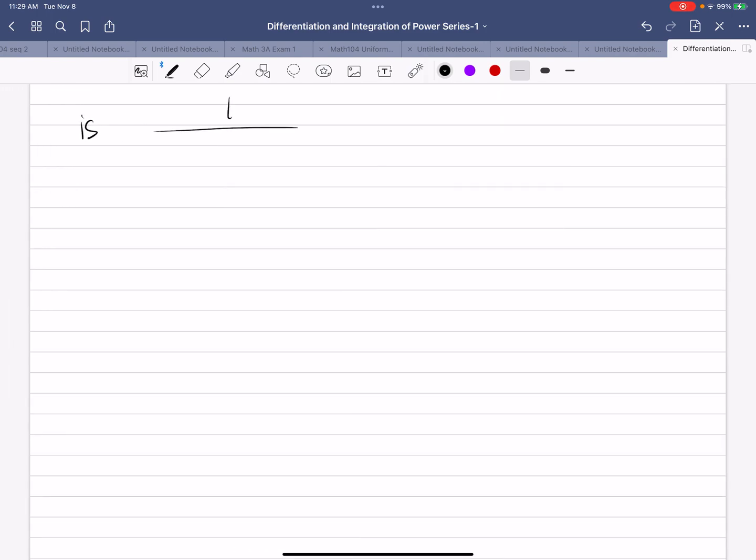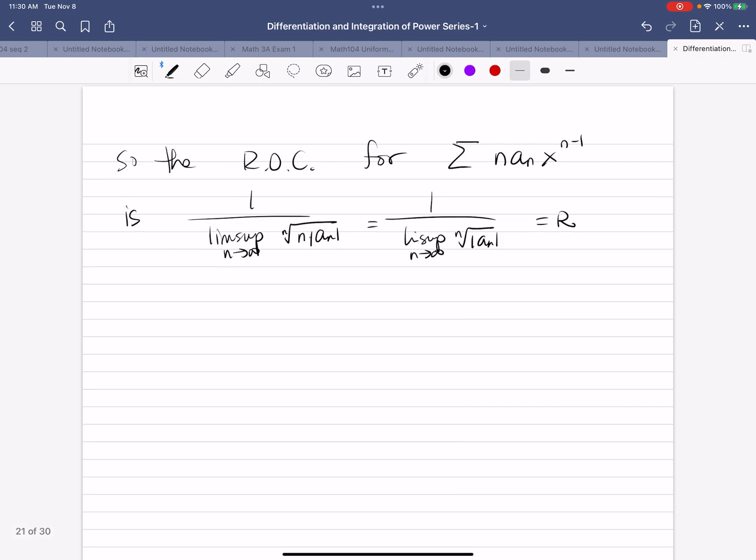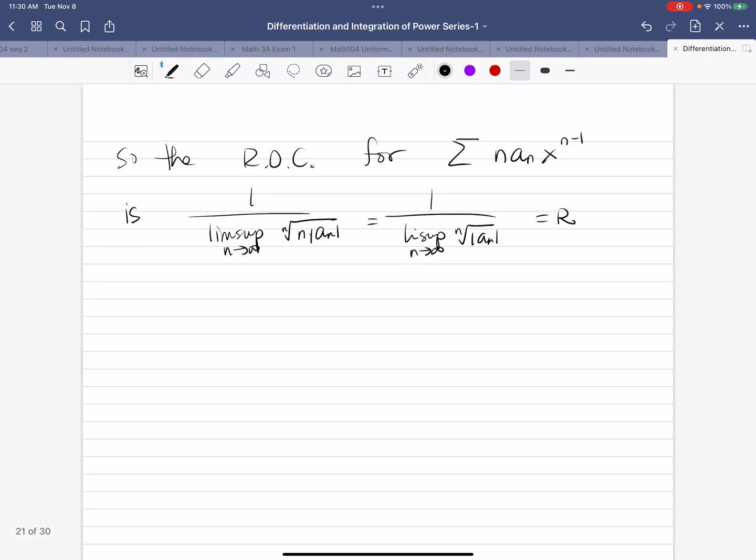1 over lim sup nth root of n a sub n, which is 1 over lim sup nth root of the absolute value of a sub n, which is r. Now there's one tiny point that we need to discuss.